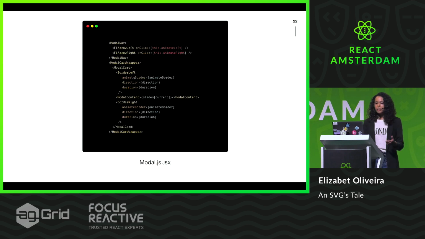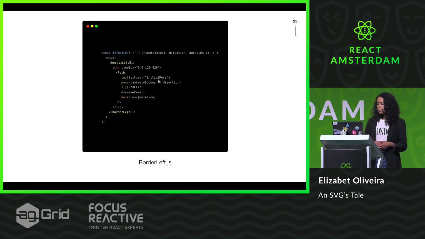Very simple. And then this is the JSX of the modal. Inside I have the components border left and border right. They are basically SVGs. And then I have the onClick on the arrows, where I perform the animation left and right. I'm just passing all these props to the border left components. So basically I'm saying what the direction is, the duration, and whether animateBorder is true or false. So this is the SVG. As you can see, it's very simple. This is the path definition you will see after.